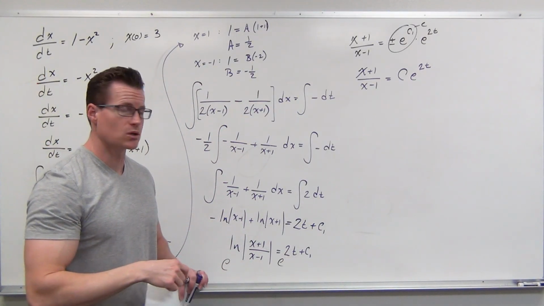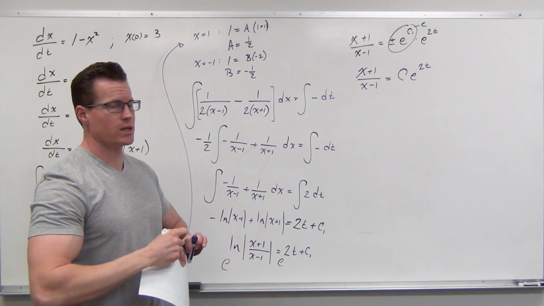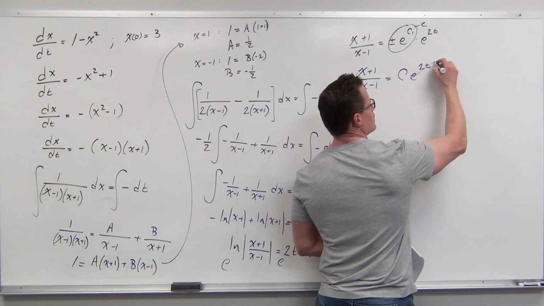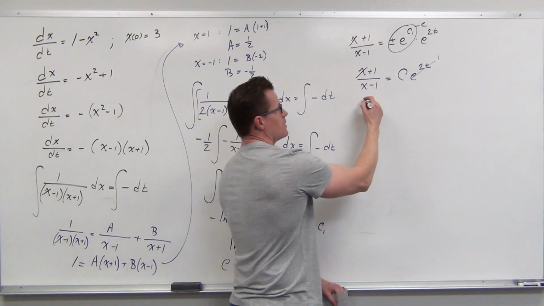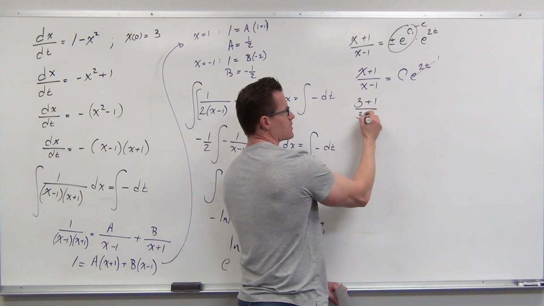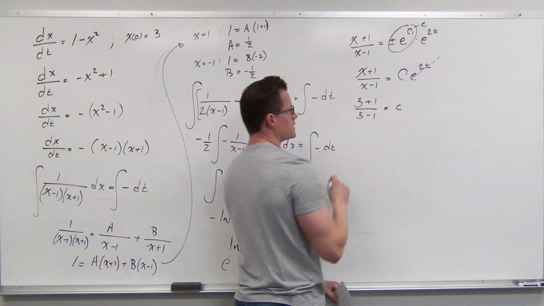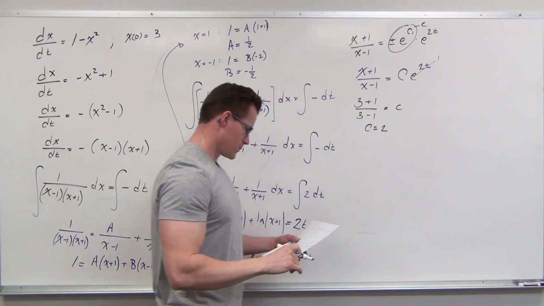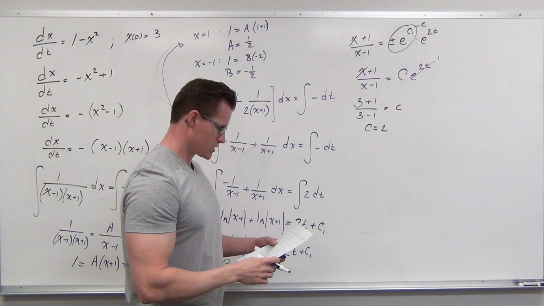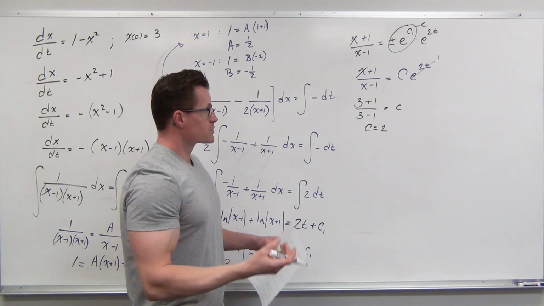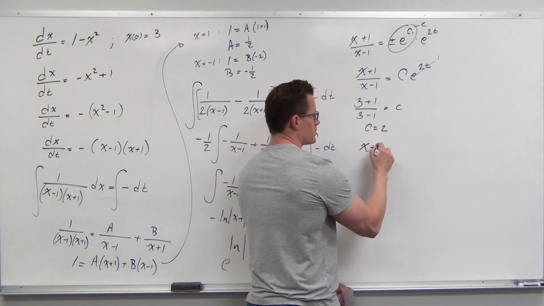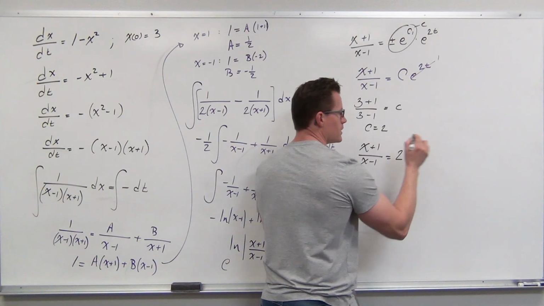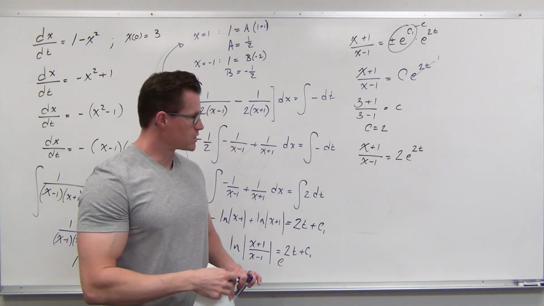Right now is where you'd want to plug in that initial value. So we're going to plug in x equals 3 when t equals 0. That's really nice to do right here, because if I plug in t equals 0, this is 1, and if x is 3, we get 3 plus 1 over 3 minus 1 equals c. So 4 over 3 minus 1, that would be, man, just 2. That's pretty nice. Let's rewrite it. So we'll have x plus 1 over x minus 1 equals 2e to the positive 2t. And now it's just about solving for x.